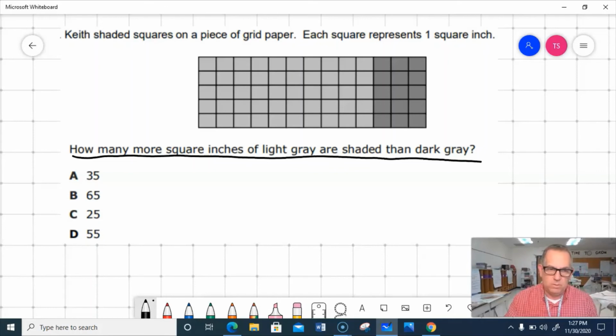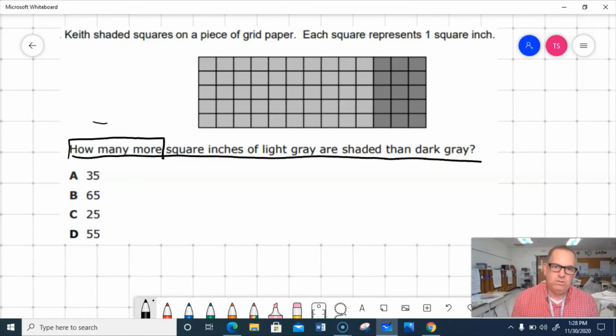Whenever I see the words, how many more, what operation does that tell me? Yeah, that's correct. That operational clue is a subtraction. If I'm trying to figure out how many more of something there is, I would do a subtraction problem.